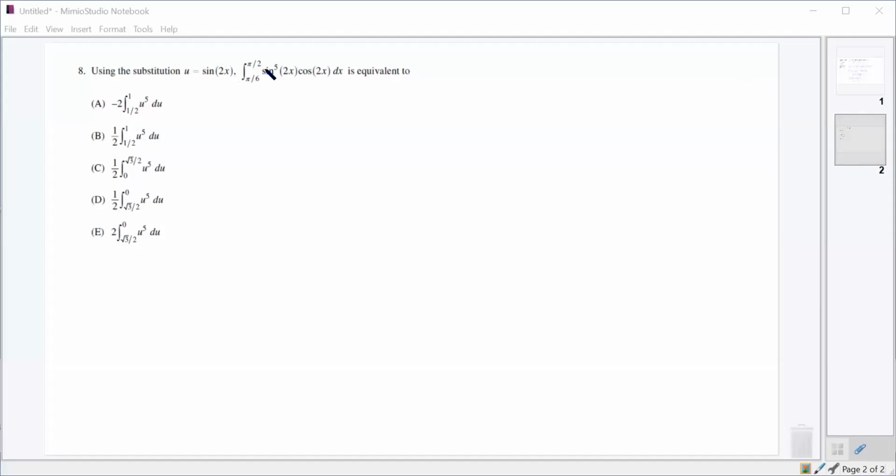So we're going to use the substitution that u is equal to sine of 2x. So if u is sine of 2x, then du is 2 cosine 2x dx. And we've got the cosine 2x dx in there. So we're going to have to multiply this by 2, which means we're going to put a 1/2 on the outside.